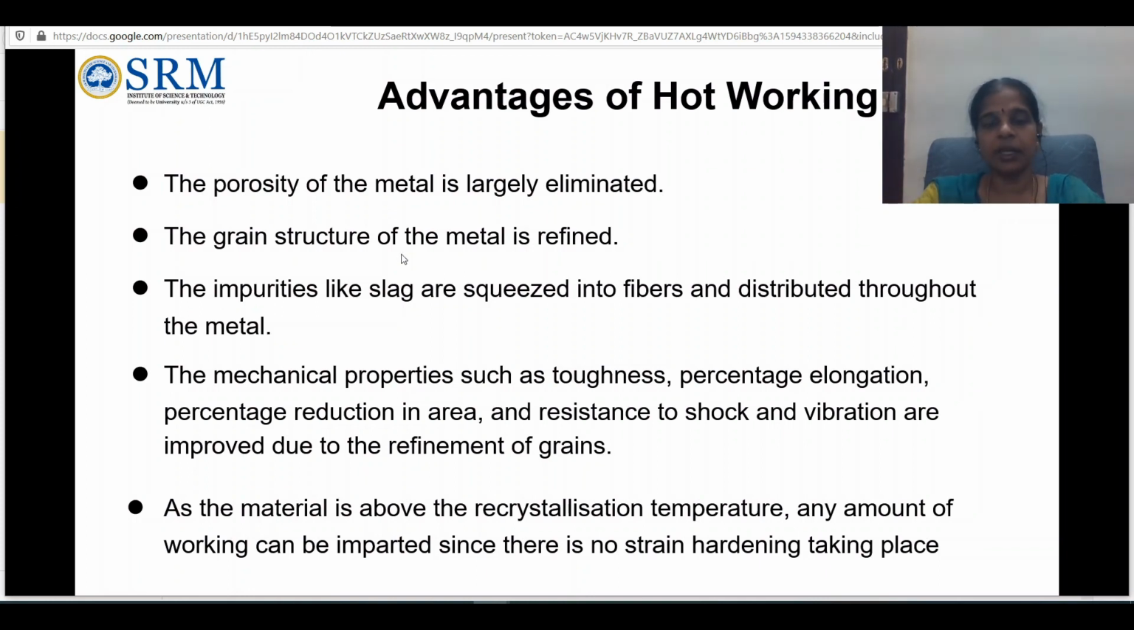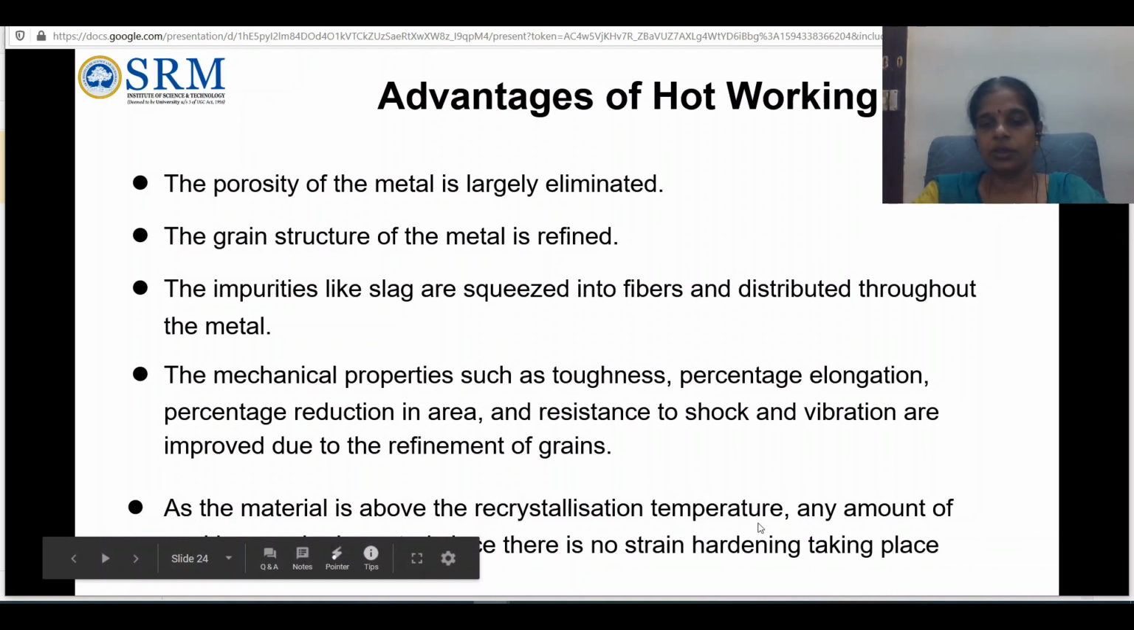The grain structure of the metal is defined because recrystallization is the point where new grains start forming. The impurities like slag are squeezed into fibers and distributed throughout the metal. So it is not present at only one point where it may be produced. It gets squeezed and distributed throughout the metal. So the mechanical properties of toughness, percentage of elongation, percentage reduction in area, and resistance to shock and vibration are improved because of the refinement of grains. There is no strain hardening here.